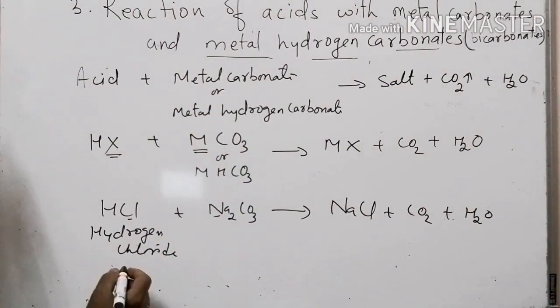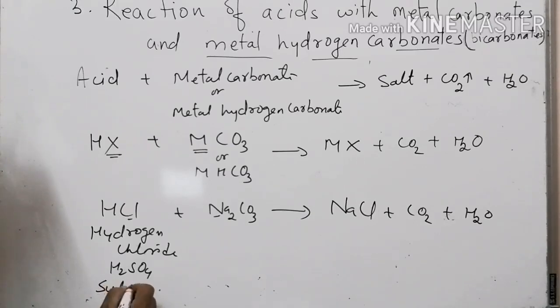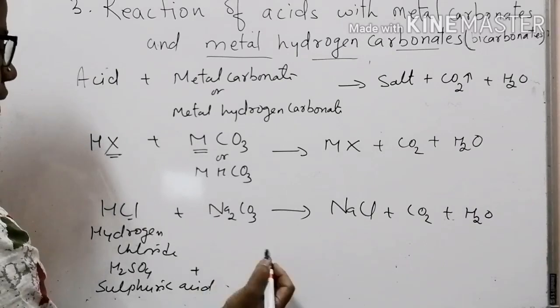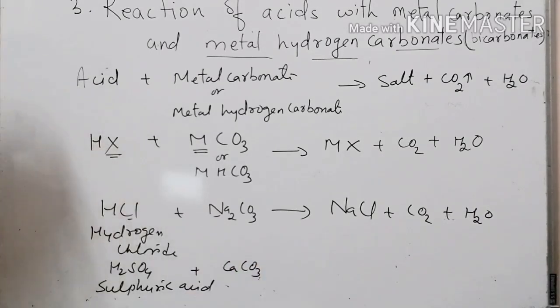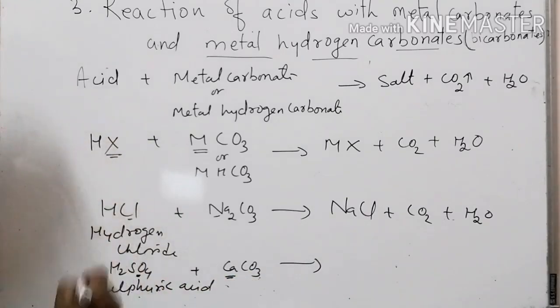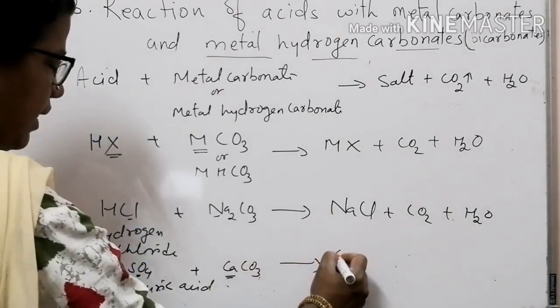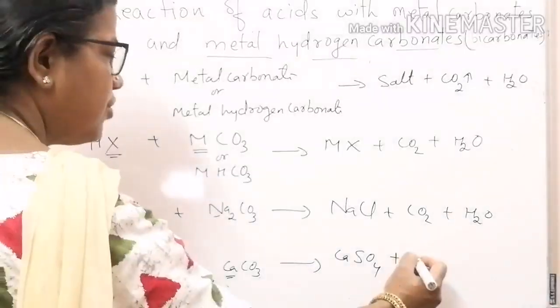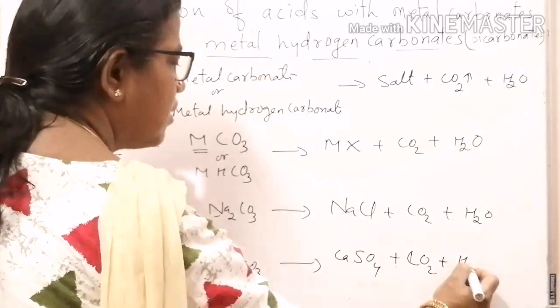Likewise, if you take H2SO4, can you name this acid? Yes, it is sulfuric acid. Sulfuric acid plus you can take calcium carbonate. The products formed will be, again here, calcium with sulfate radical will give calcium sulfate, carbon dioxide and water.